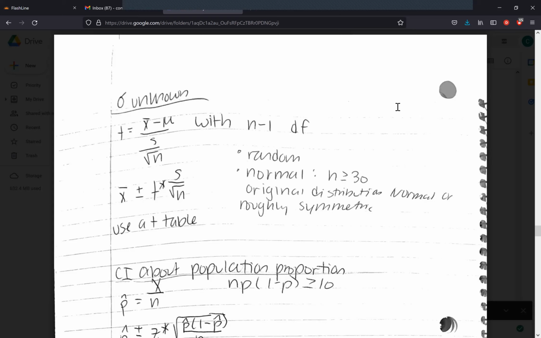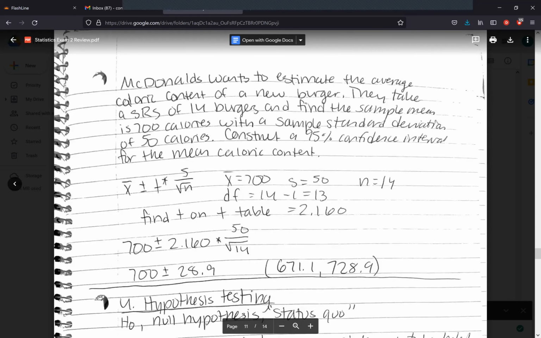And I believe I do have an example. Yes, McDonald's wants to estimate the average caloric content of a new burger. They take a simple random sample of 14 burgers and find the sample mean is 700 calories with a sample standard deviation of 50 calories. Construct a 95% confidence interval for the mean caloric content.